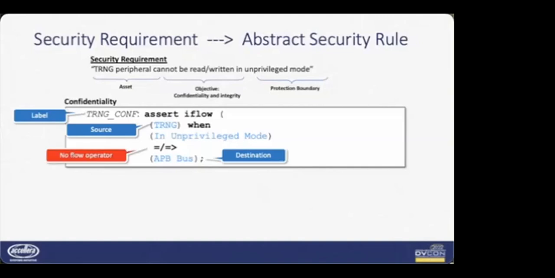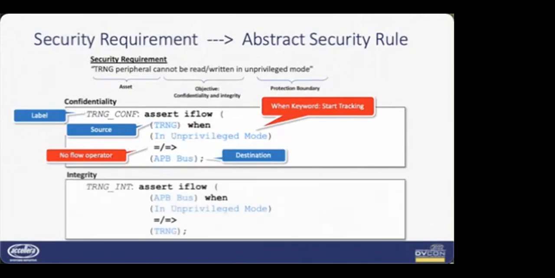The no-flow operator says that information from the source should not be read on the APB bus which travels to the ARM core. And the keyword is when we start tracking this information, which is in unprivileged mode. Hence, the confidentiality rule now reads as: information from the TRNG when the system is in unprivileged mode should not flow to the APB bus where the ARM core can read it.